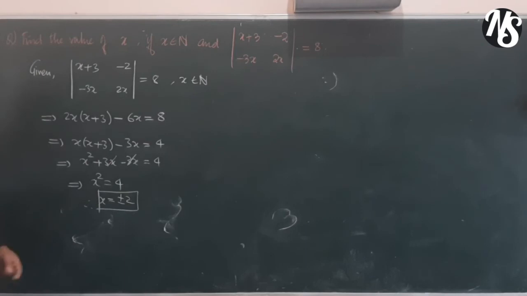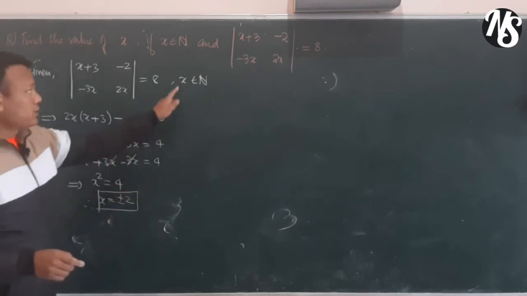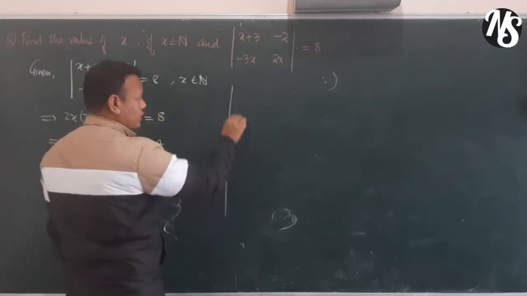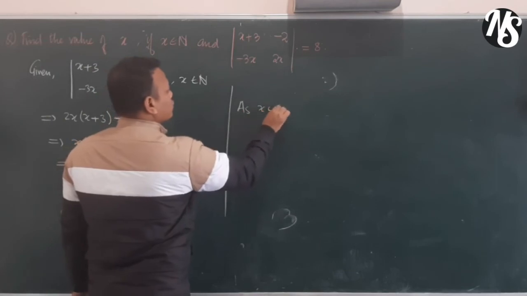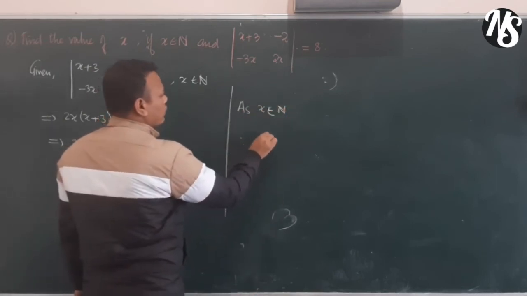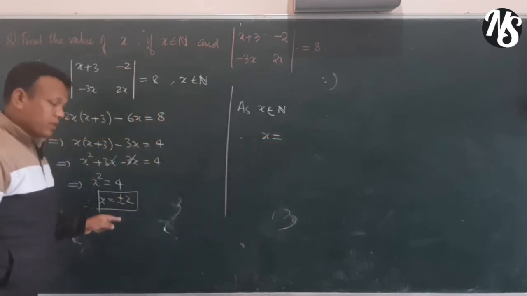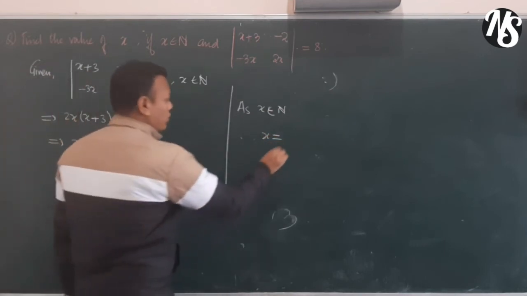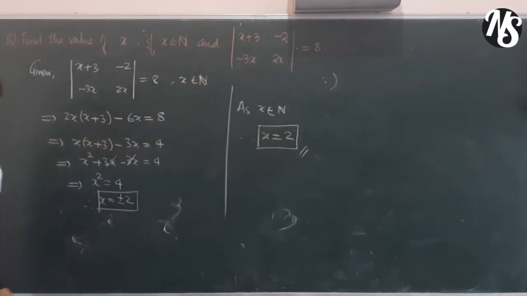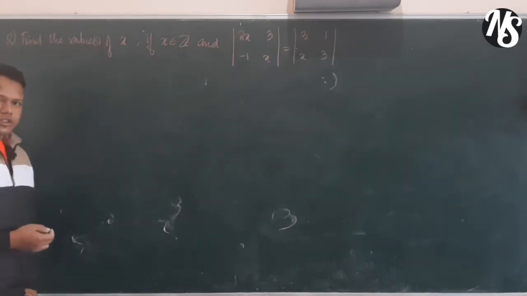Now although we got the value of x, remember x is a natural number, isn't it? So you have to write at last, as x belongs to the set of natural numbers, therefore the value of x, out of plus minus 2, is only 2. Okay, so pause the video and note down your solution. Now let's observe this particular question.